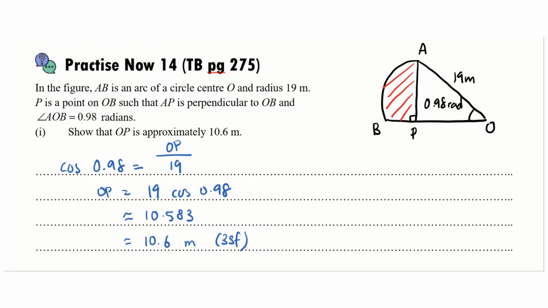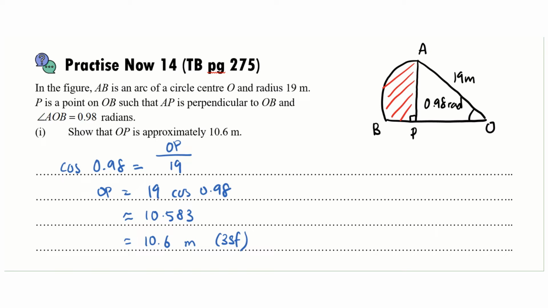We now take a look at Practice Now 14, and in this figure, we have AB that is an arc of a circle, center O, with radius 19 meter. P is a point on OB such that AP is perpendicular to OB and angle AOB is 0.98 radians. We want to show that OP is approximately 10.6 meters.